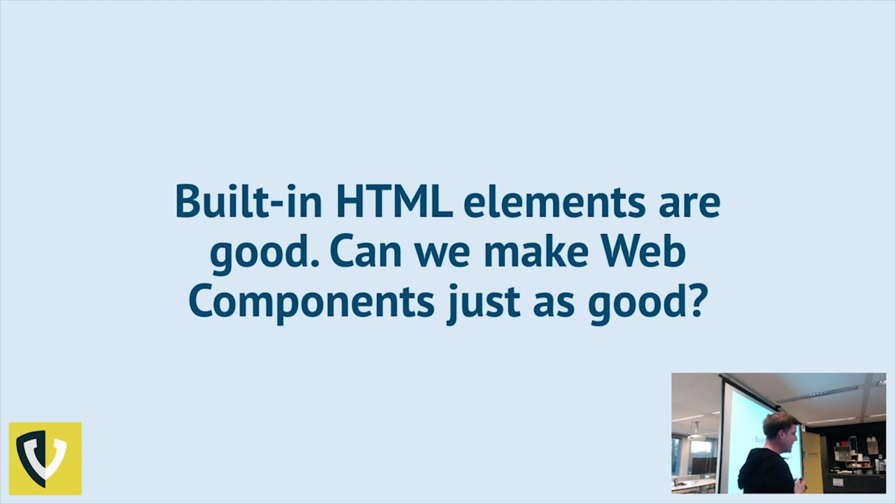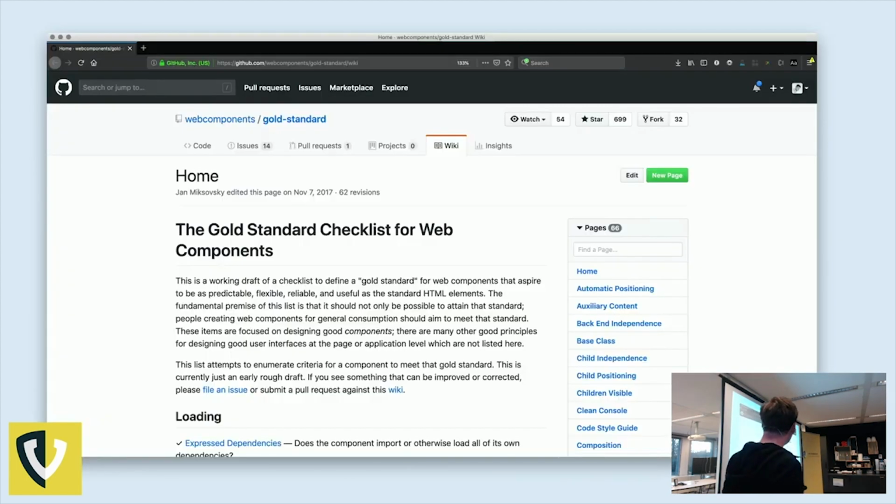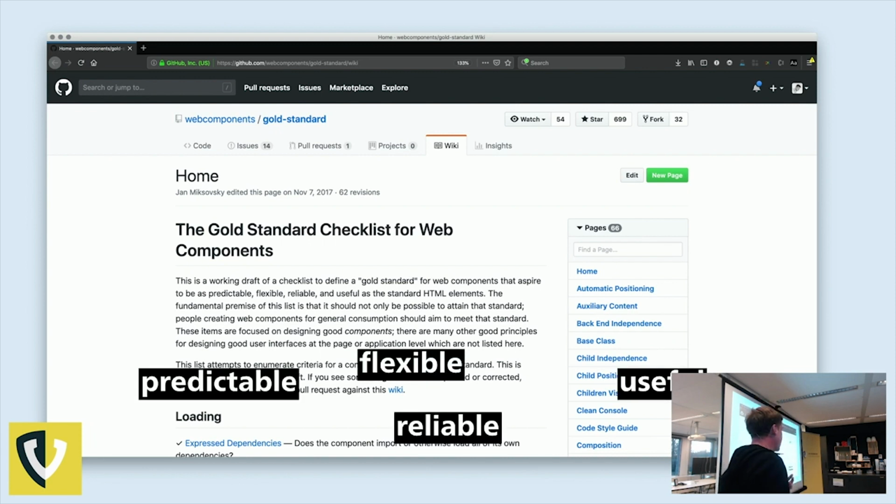So yes, it's happening, and we are doing good quality things. One thing that was published around the time was the gold standard checklist for web components. This is a list of things that you can look at when you're building a component. It has things like flexibility and reliability. Is it usable? Also has a lot of accessibility things in there. So they were definitely concerned with quality.